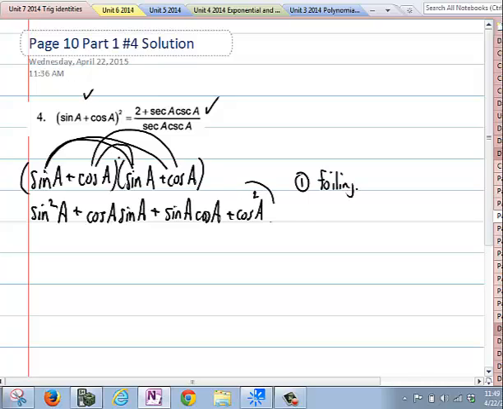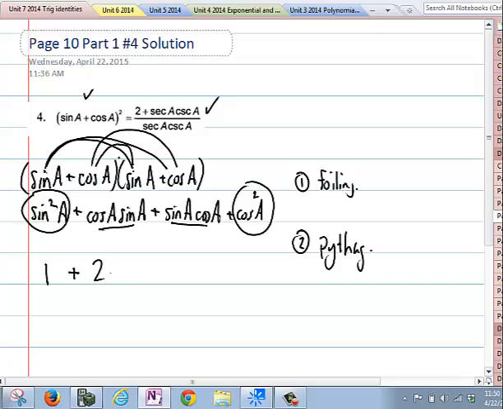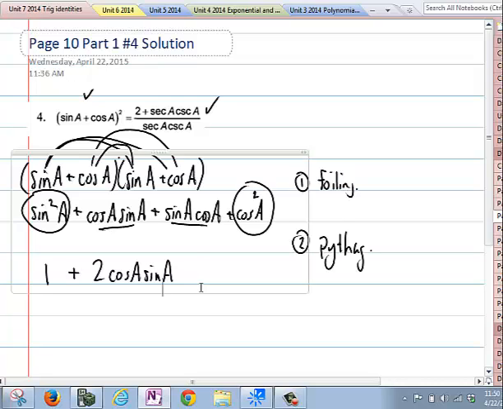Now I'm going to collect cosine of A and sine of A together, and I'm going to use a Pythagorean identity for that. So that's going to be 1, with sine squared of A plus cosine squared of A making 1. Plus, these two are going to go together. I'm going to have 2 cosine of A sine of A. I'm going to pause the video and work on my next step.